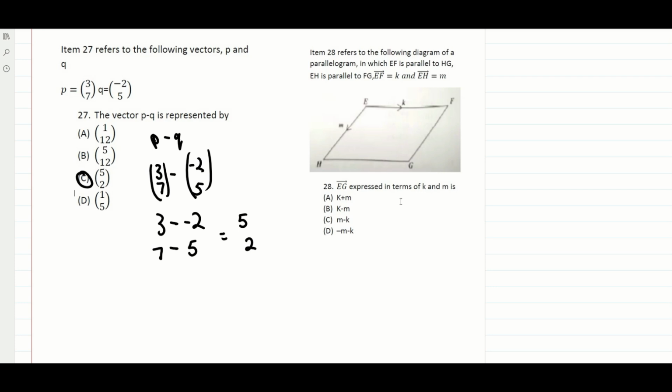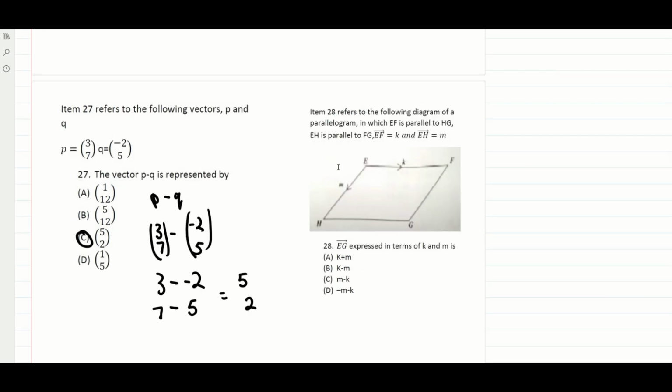Alright, item 28 refers to the following diagram of a parallelogram. Again, they say EF is parallel to HG, so if they're parallel, then HG will also be K, and then EH is parallel to FG, so this here is equal to M. Alright, they want EG, so now EG would be E to G, so that would be E to H and H to G. So this is EH plus HG. Right, EH we saw is M and HG is equal to K, so it's M plus K, or K plus M, and that answer is A.